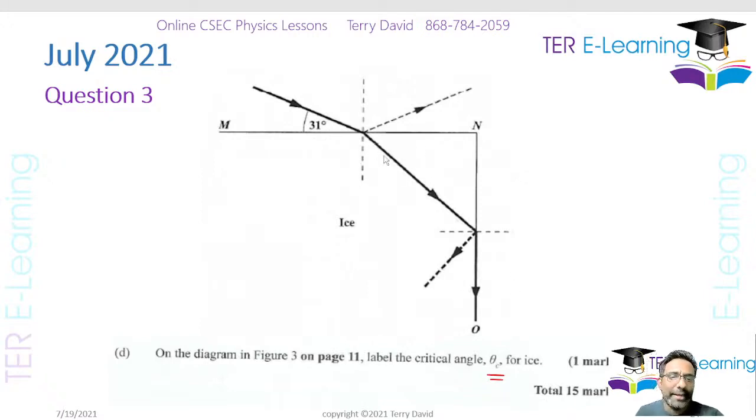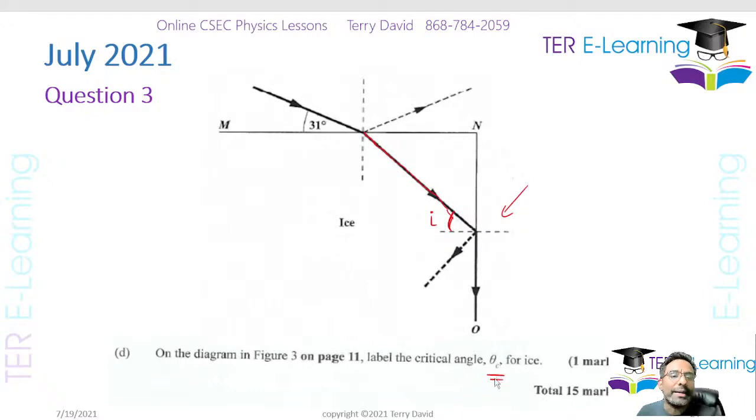So here's what's happening here. Now this ray of light here is being totally internally reflected. Notice nothing came out on the outside here. That ray got stuck inside of the ice. So you see this angle here? This angle here is my angle of incidence at that boundary.